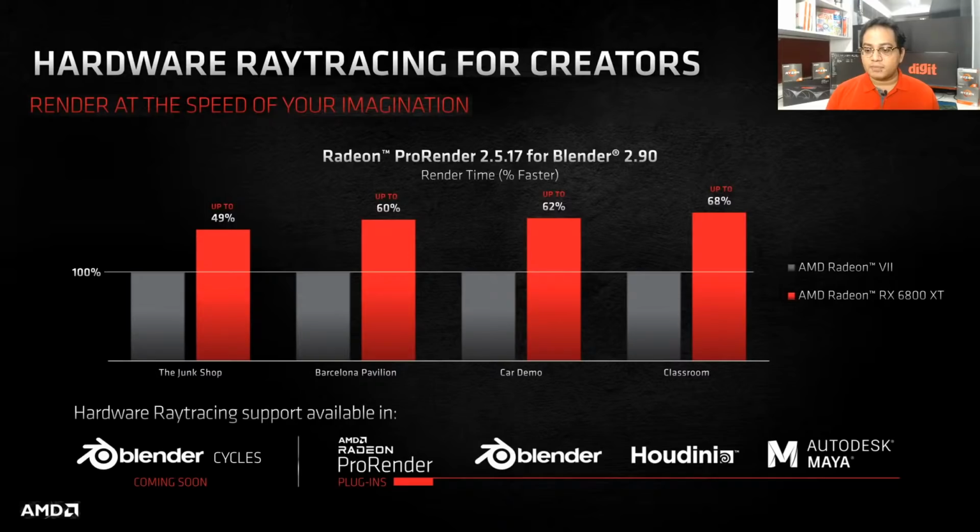Here we see the performance uplift across several popular benchmarks for Blender 2.9, while comparing the 6800 XT with the previous gen Radeon 7. Now these benchmarks used the Radeon Pro Render plugin for Blender, which allows the software to make better use of ray accelerators present in the GPU. Now we can see a performance uplift ranging from 49 to 68%. Again, Blender can use the GPU as is, but if you use Pro Render, which is something that AMD provides, you can get a little more performance. This is touching upon the AI ML question that we saw previously.